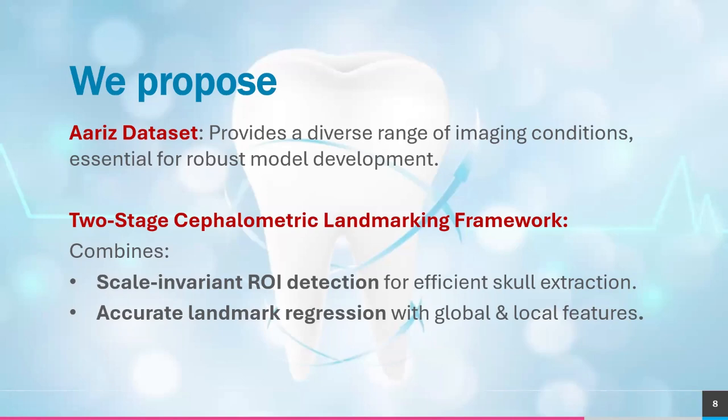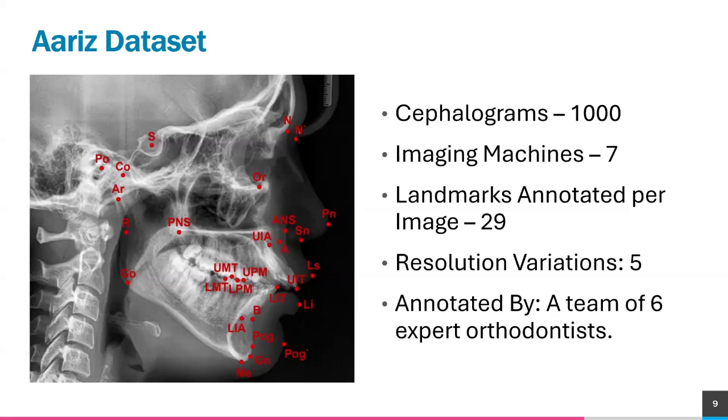We propose a two-stage novel framework that combines scale-invariant ROI detection with accurate landmark regression. The RS dataset contains a total of 1,000 cephalograms, which is more than twice the ISBI 2015 dataset. The cephalograms are captured from 7 imaging devices with 5 resolution variations. This proves that this dataset is highly generic and can be used to develop generalized models that are more clinically relevant. The number of landmarks annotated per image in the RS dataset is 29, which is 10 more than the 19 landmarks annotated in the ISBI dataset. These landmarks are annotated by a team of 6 expert orthodontists.